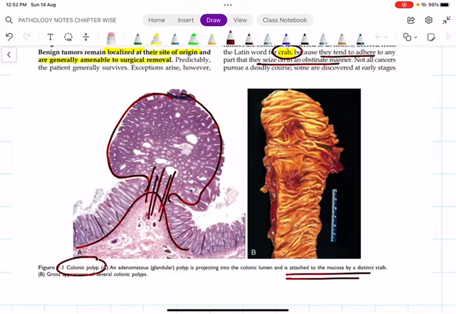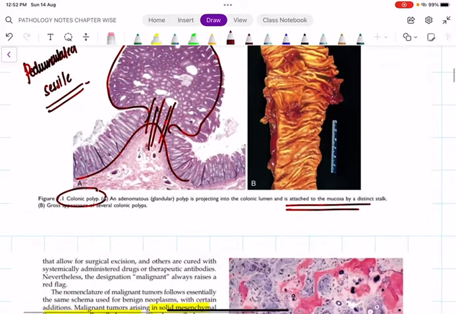This is the stalk, which may or may not be present. Since the stalk is present, we call them pedunculated. And if the stalk is absent, we call them sessile. I hope this point is very clear for you.